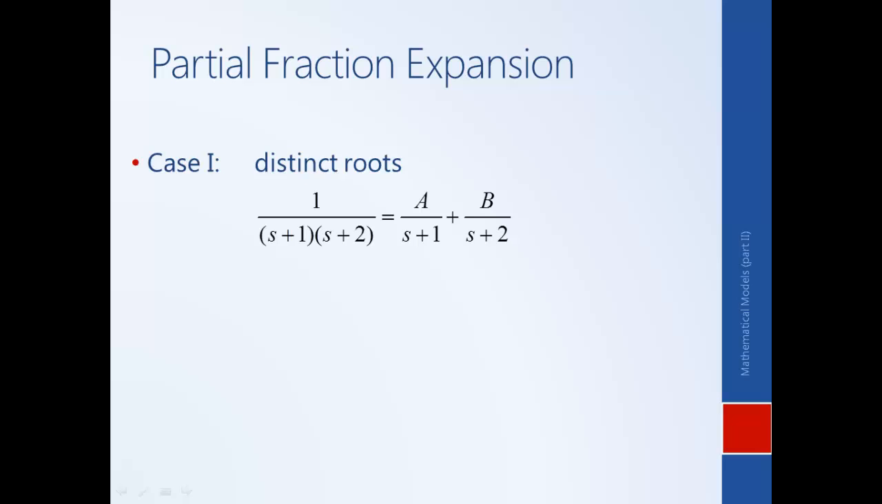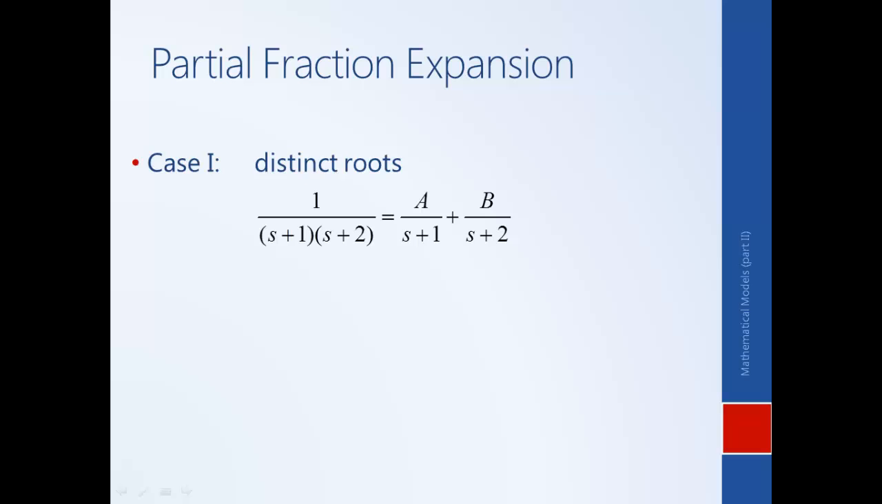Case 1 is when we have simple roots that are distinct. So in the previous case we had, for example, a root of plus 2j and a root of minus 2j. In this case we have two distinct roots of minus 1 and minus 2.